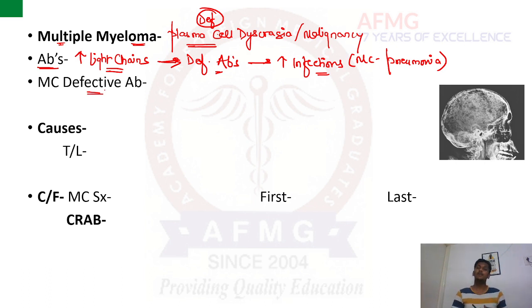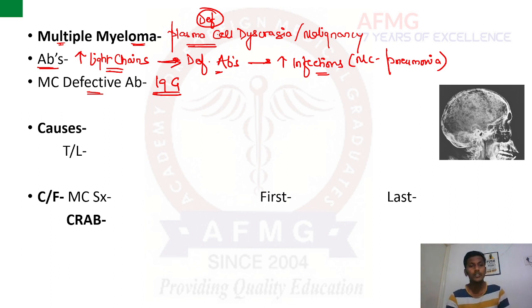Now the question can be, which is the most common defective antibody seen in cases of multiple myeloma? There can be overproduction of any of the antibodies, but the most common defective antibody produced is the IgG type. With the help of immunofixation, you can get to know which type of antibody is produced in excess. The most common defective antibody encountered in these cases is usually the IgG type.